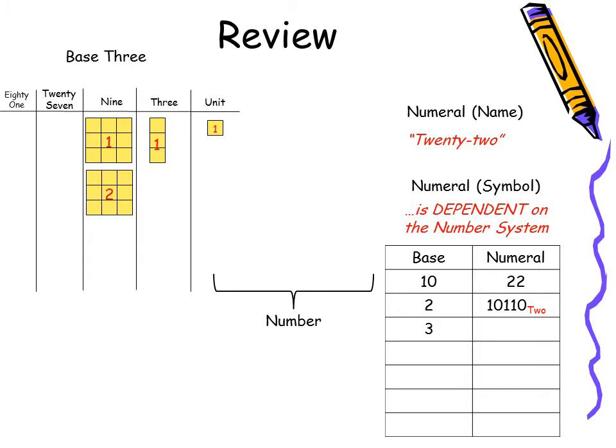So now I have a total of 2 groups of 9, 1 group of 3, 1 group of 1. Remember, the digits or the symbols represent the number of groups of whatever that place value name is. So there's my numeral for the number or the quantity 22 in base 3.